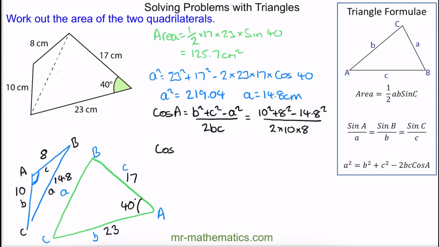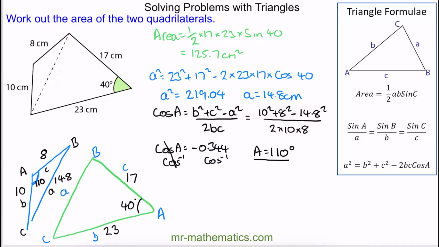So the cos of A works out to be minus 0.344. We'll take the arc cos of both sides. So these will cancel, so I'm left with angle A as approximately 110 degrees, which I can mark on our diagram here.